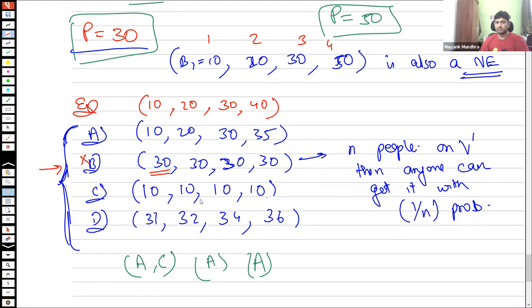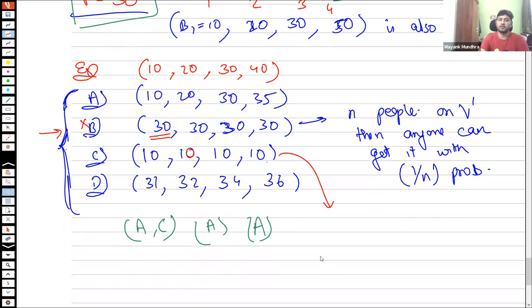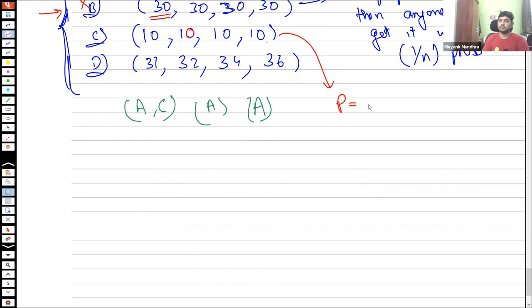Okay, here, what is the value, what is the price? 10. Price is 10. Okay. So with 1 by 4 probability, each of them wins. So suppose agent 1 wins.